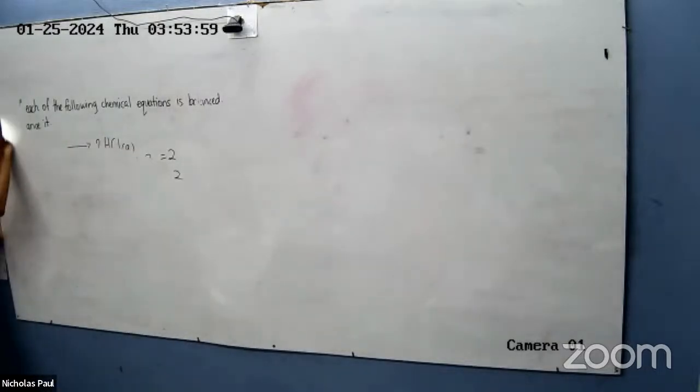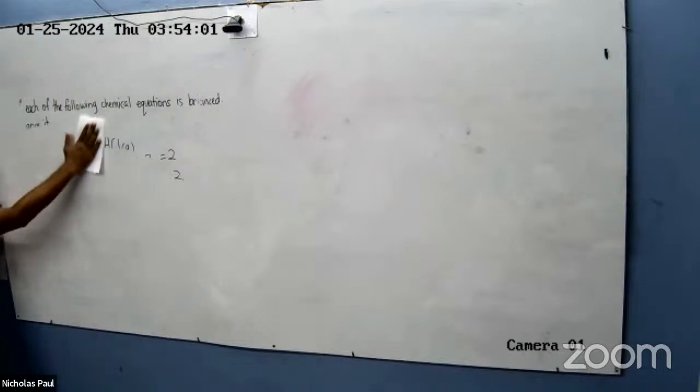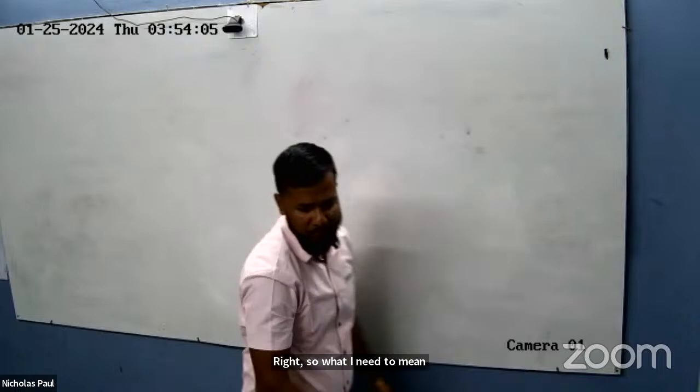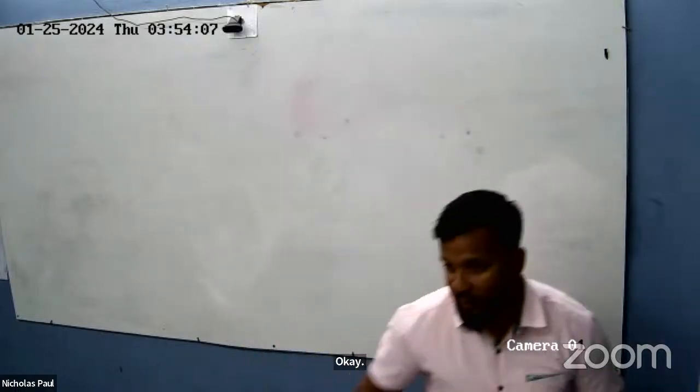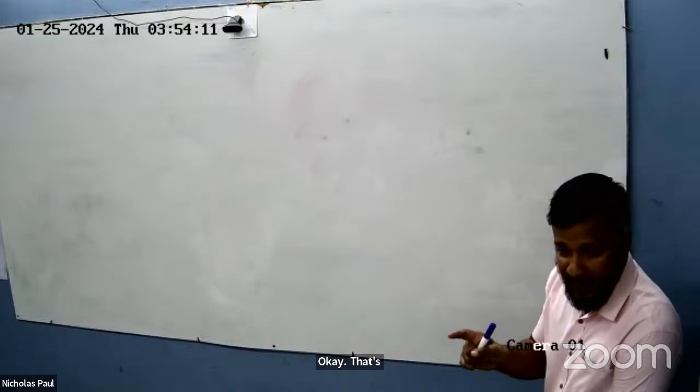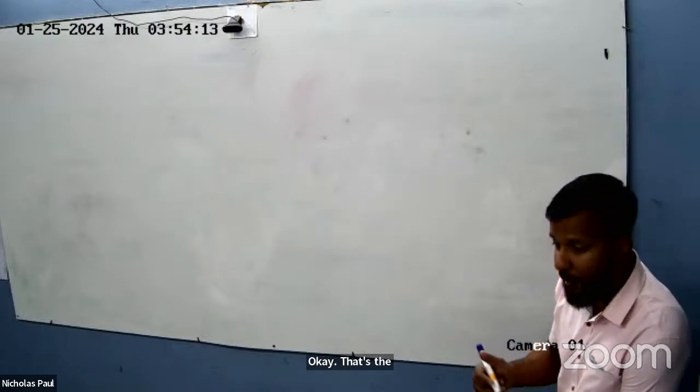So what are the two main time graphs, Bradley? What are the two main time graphs that you have to learn in math? Distance time graph and velocity time graph.